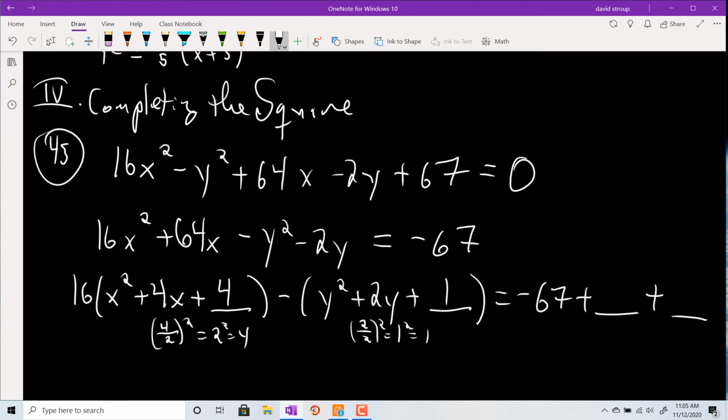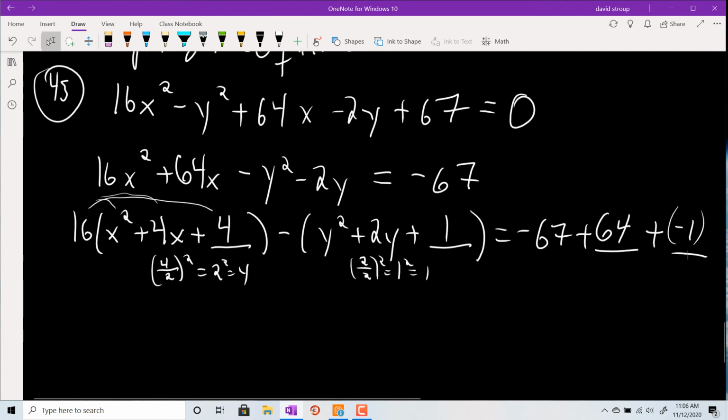Okay, on the other side, you can't just add in 4 and 1, right? We talked about this in the last video. What you've added in is 16 times 4. If you were to distribute that, you would have a plus 16 times 4 floating around on the left-hand side that wasn't there before. So you're not adding in 4 over here, you're adding in 64, 16 times 4. And then you're not adding 1, and lastly, you're adding in -1 for the same reasons.